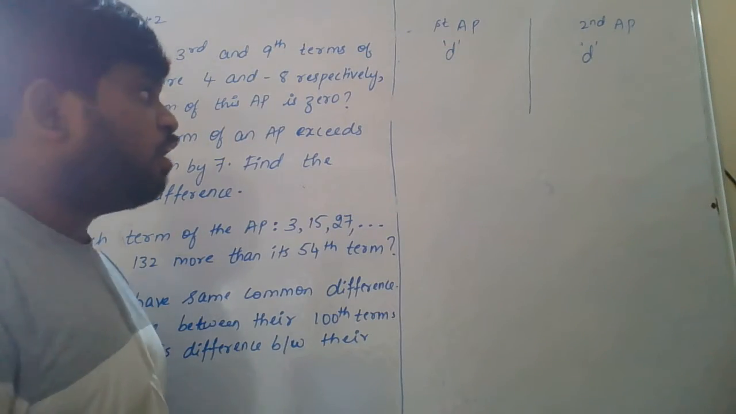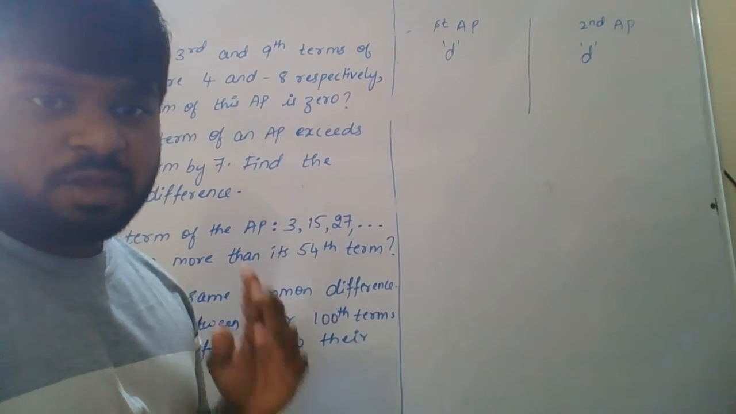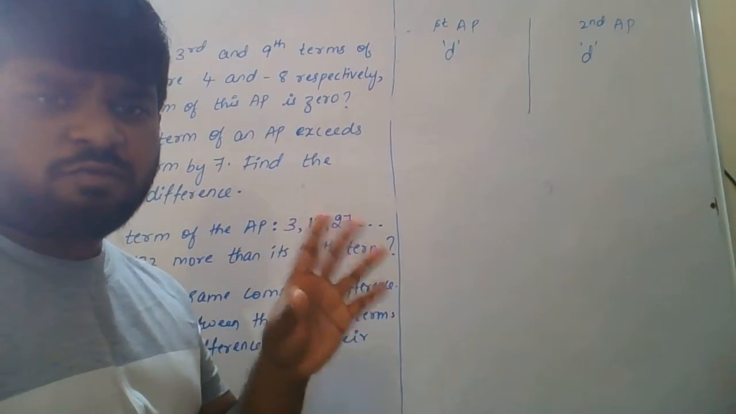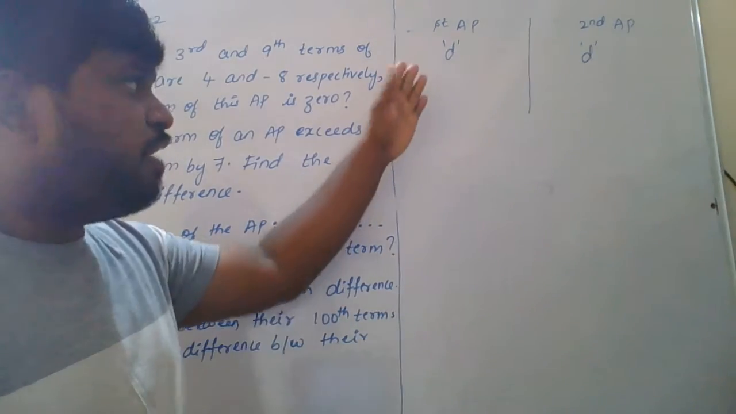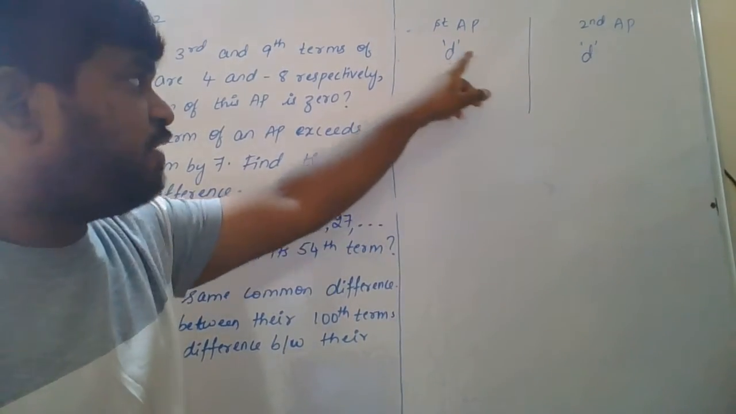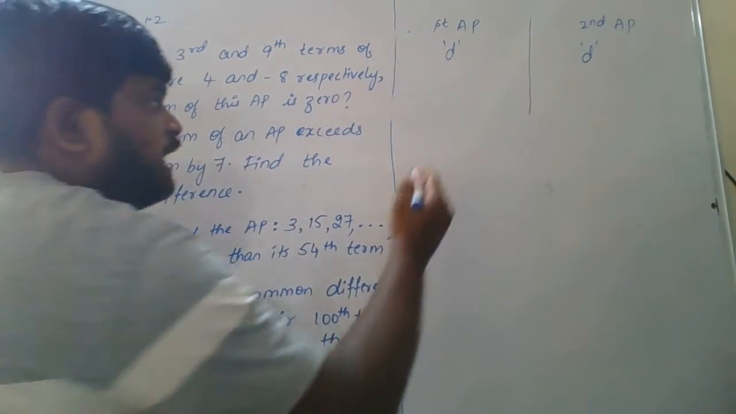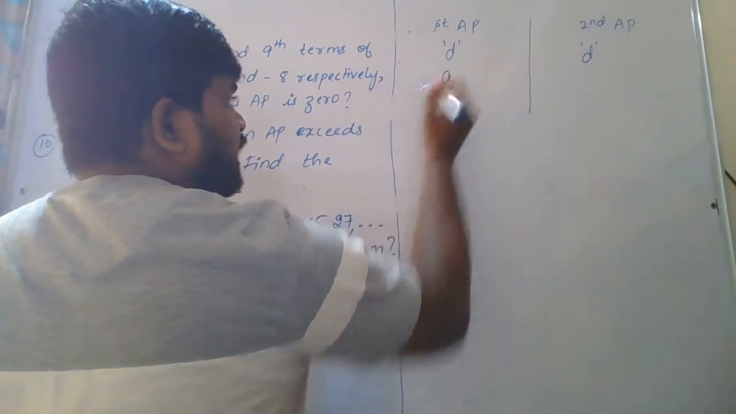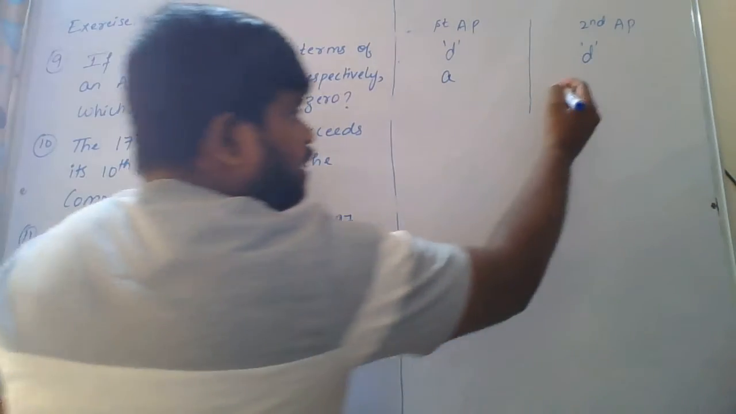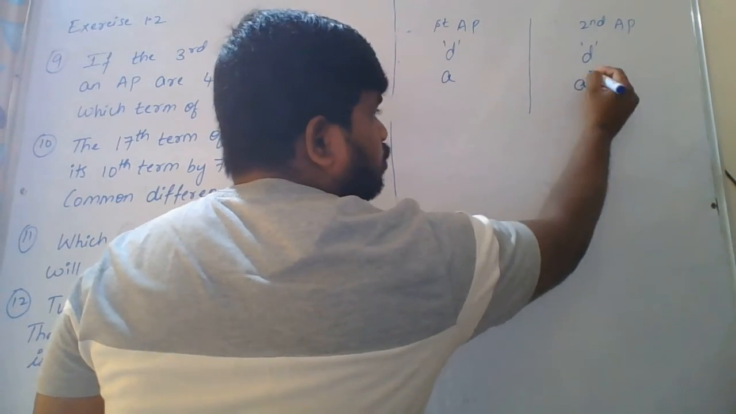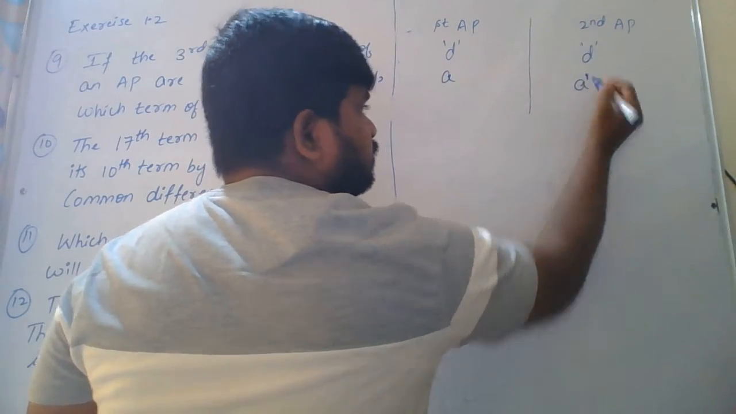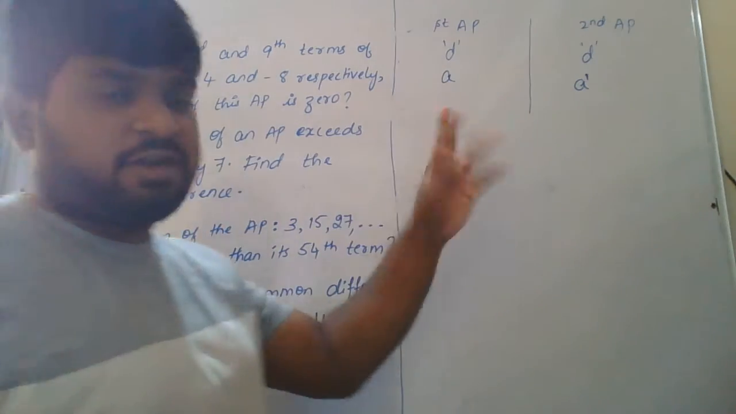Okay. Now they have not told anything about the first term. Remember, let it be any equation, you have to know the value of A and D. So they have told that the common difference is the same, so I have taken D and D over there. But what about the first term? I'll take the first term here to be A. And here I'll take the first term to be A prime, A dash, just to show the difference.